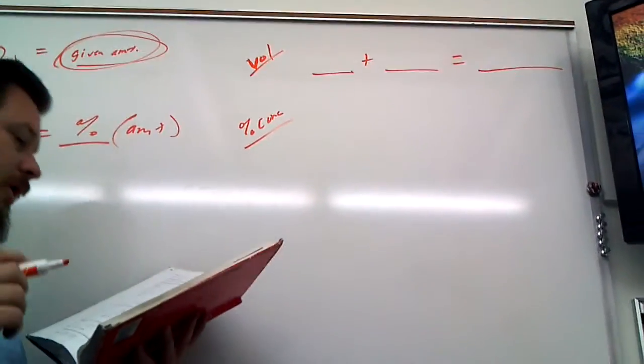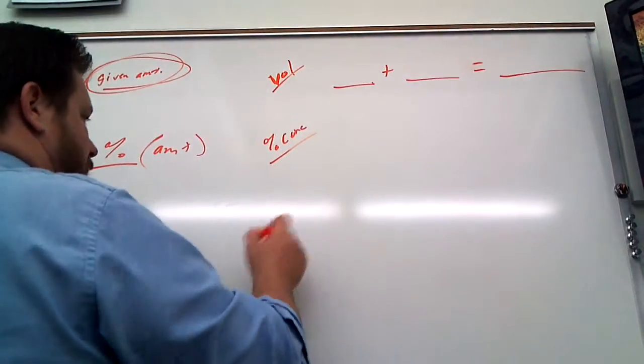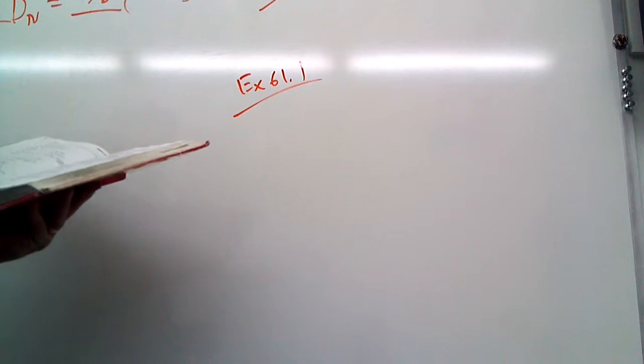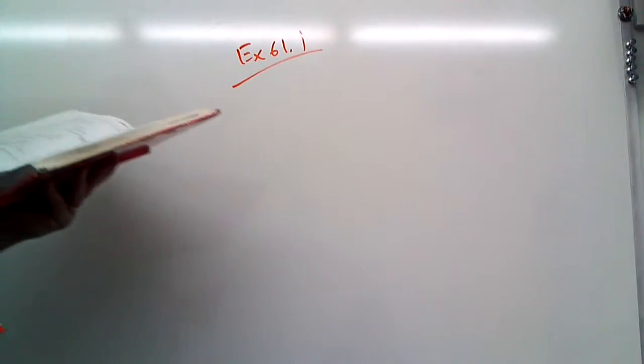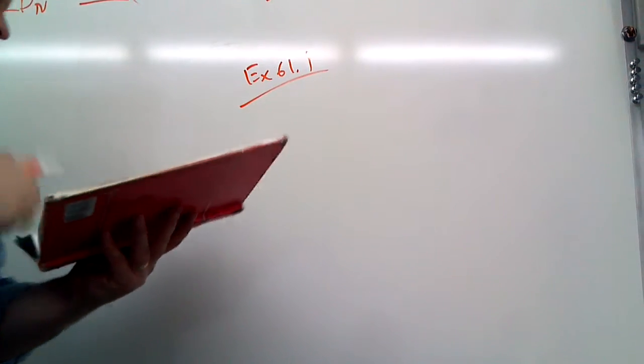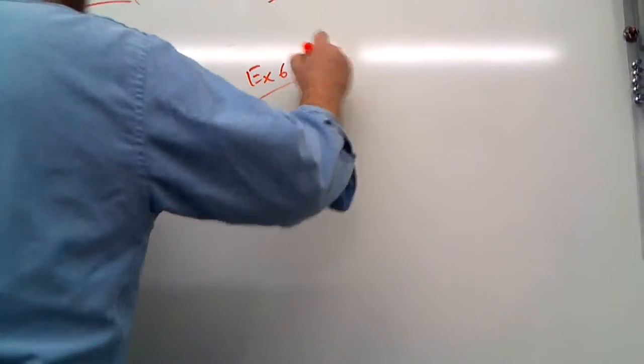Example 61.1. Start down here. 61.1. How much water must be evaporated? Hang on, let's change the order here for a second. Let's do 61.2 first. Yeah, 2's better.